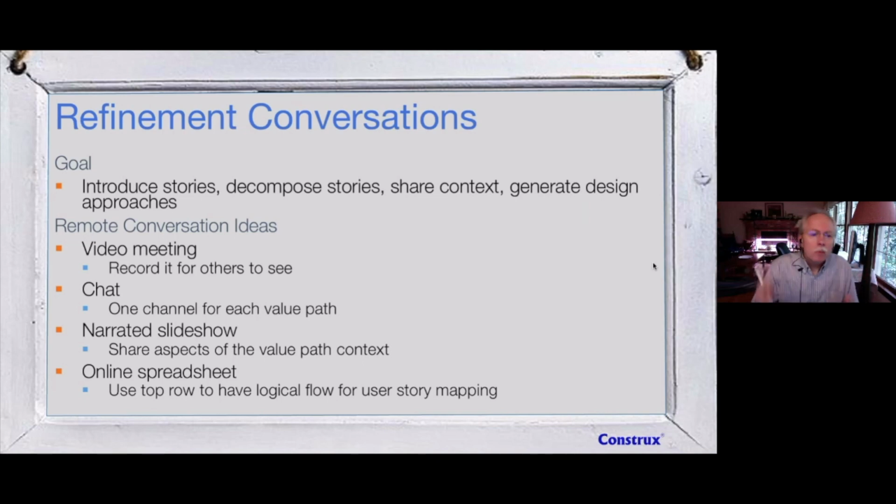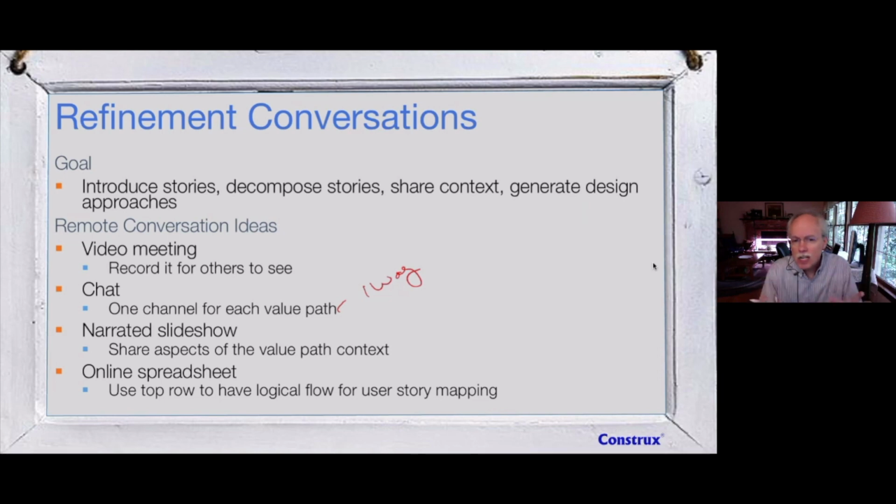One of the things we want to do with the chat is to have focused conversations. The tip is to create a new channel for every value path. Remember that a value path is that one way to get through the process. If you create that chat per one way, then everyone on the team could go back and have that conversation about that one way.